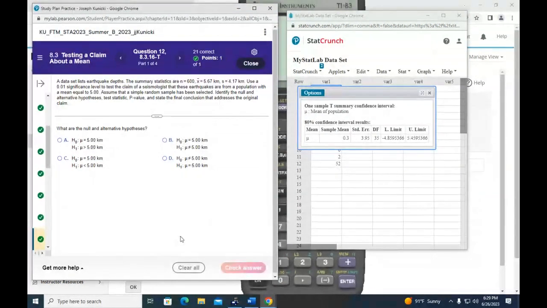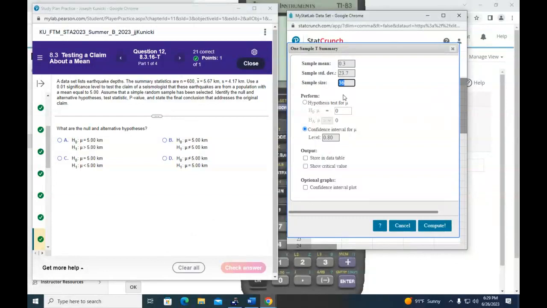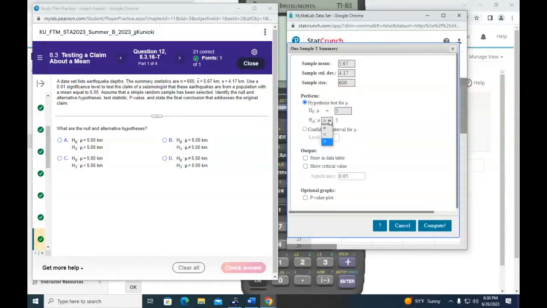Just a couple more here. The data lists earthquake depths, the summary statistics. Okay. So once again, there's no mention of sigma, so it's a T. So I can just go ahead and edit this. So there's 600 earthquakes. The mean is 5.67. And S is 4.17. And the claim, alpha equals 1%, is that earthquakes are from a population with a mean equal to 5. So the claim is in the null, so it's a two-tailed test. So it'll be B.